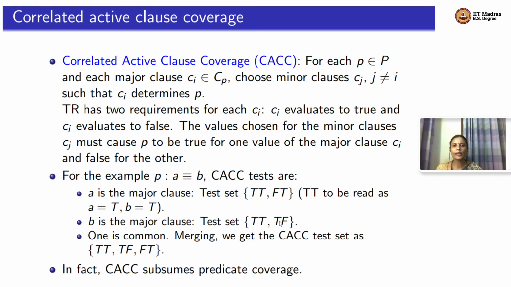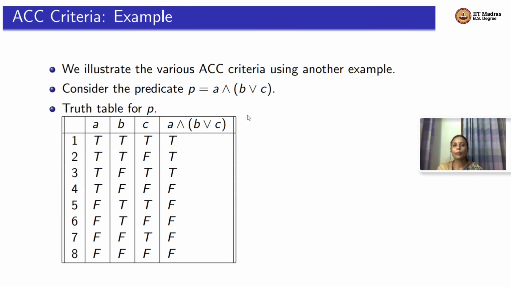So we'll see a slightly larger example. Let's say the predicate that we want to consider is this: A and B or C. It helps to write the truth table for the predicate. What I have written here is the truth table for the predicate. All of you should get comfortable with reading truth tables like this. This predicate has three clauses, A, B, and C. So each of A, B, and C can be assigned true, false values. There are three clauses. Each one takes two possible values. So totally there are 2 cubed, 8 different true, false values that exist for A, B, and C.